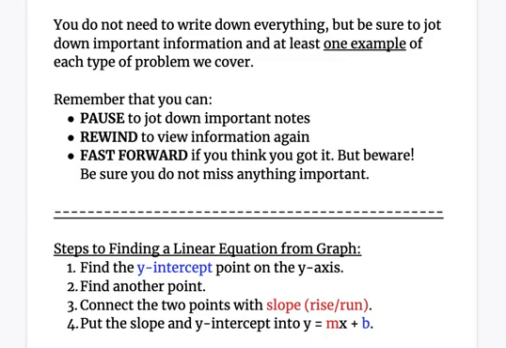So both pieces of information you can find from the graph. The y-intercept is right on that y-axis, and for the slope, you'll need to connect 2 different points and use rise over run, but once you have those two, you can substitute them into y equals mx plus b.